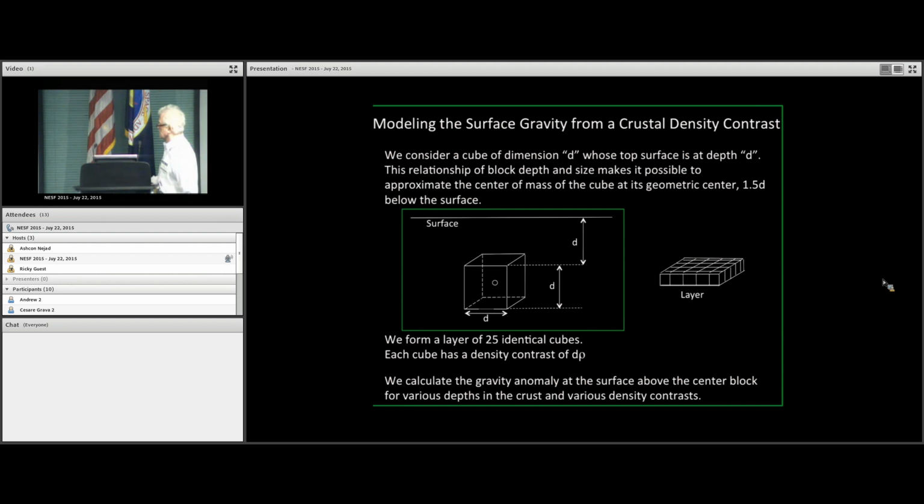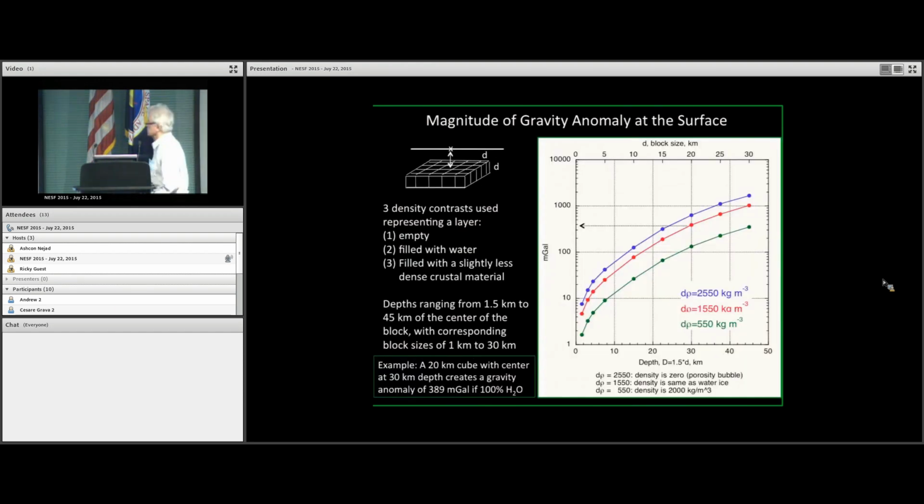You put these together, you make yourself a little layer of, say, 25, 5 by 5. Depending on how close you are, that layer gets bigger or smaller. But anyway, in the middle here is quite adequate to explain the gravity. So we use this model and quickly do calculations.